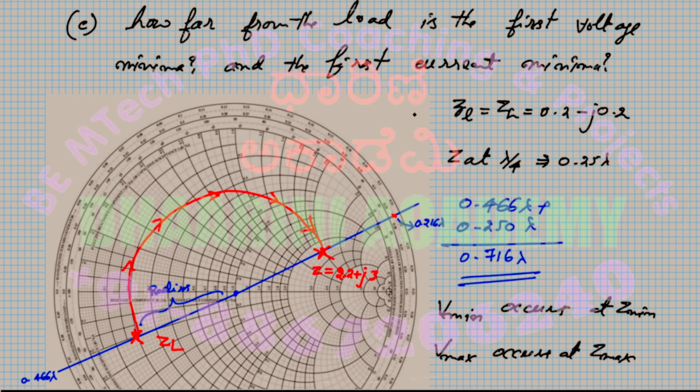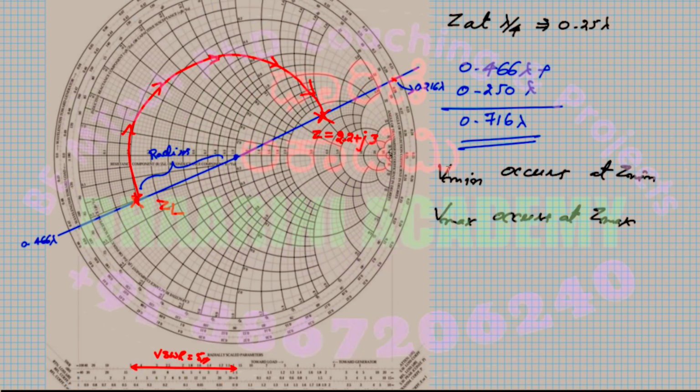Similarly, if I want to measure the Z min, I have to see wherever my circle cuts the horizontal axis on the left side. So here, this is the point. Are you okay? This is my horizontal axis. That is the Z min. Now, the distance between my current load and this Z min is the distance they have asked. What is the distance between this ZL and the point where I have the Z min? That is the first voltage minimum.